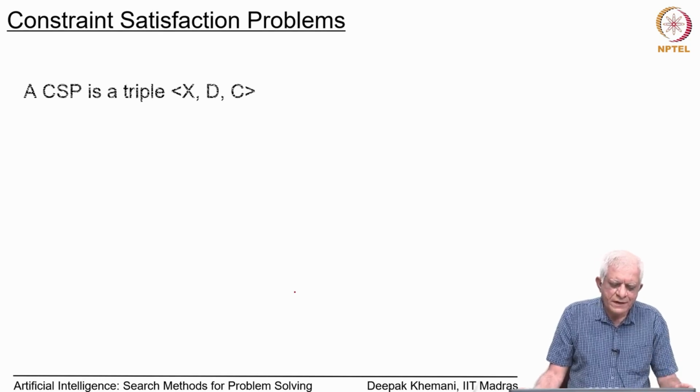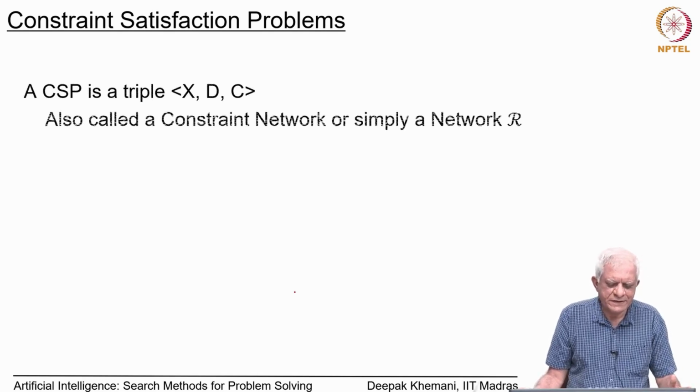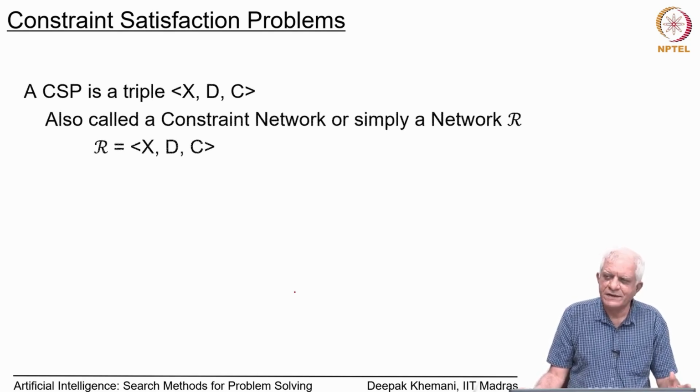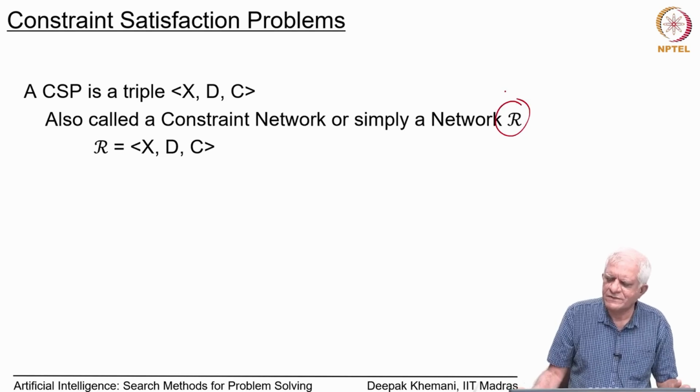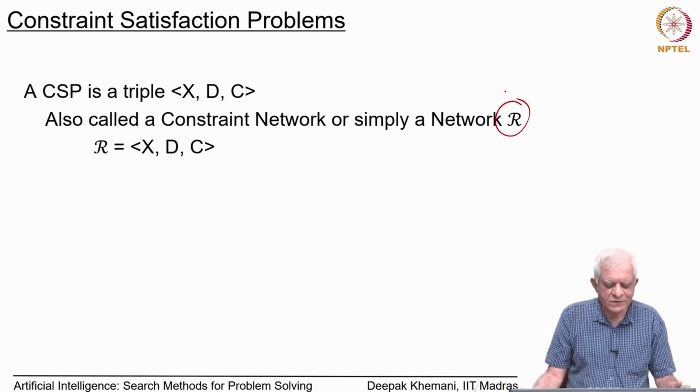So, a CSP is a triple, it is made up of 3 sets. The 3 sets are X and D and C. It is also called a constraint network or simply a network. We often use the symbol R to do that, and much of literature will use this notation.